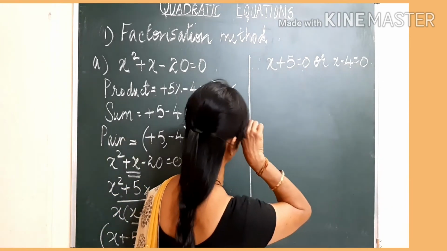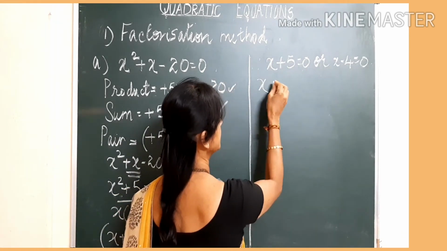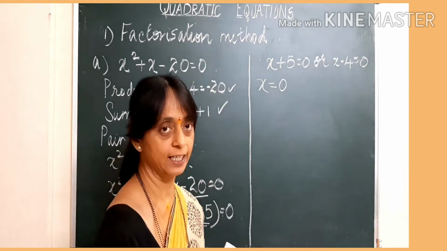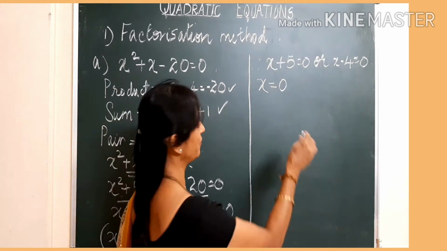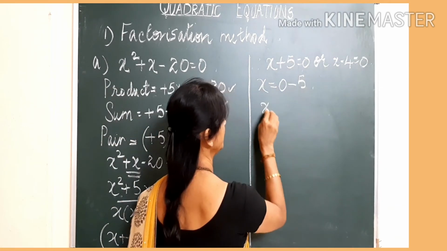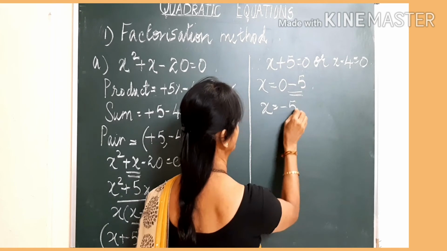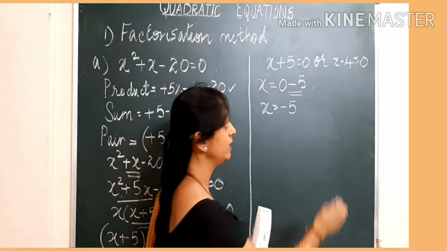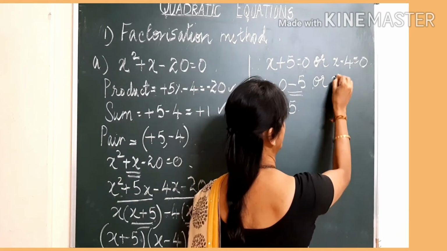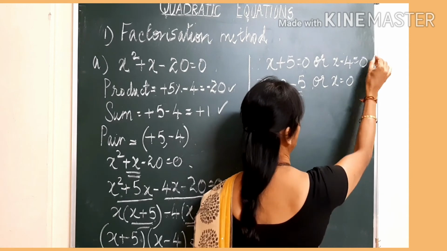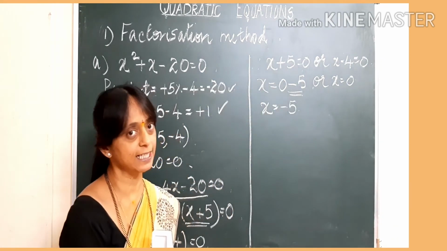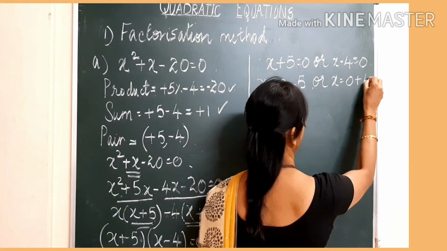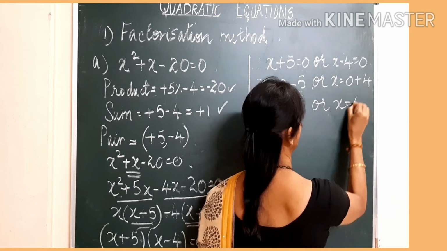Let's take the first one, children. This is a linear equation. X will be equal to 0 minus 5, as plus 5 gets transferred on the other side. So positive becomes negative. So you are left with minus 5 as one of the roots of this quadratic equation. There's one more to solve, children. Over here now, x minus 4 is equal to 0. Minus 4 gets transferred from your left hand side to the right hand side. So negative becomes positive. So over here, x will be equal to 4.